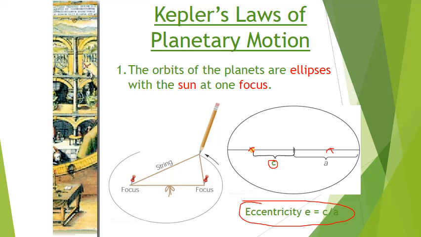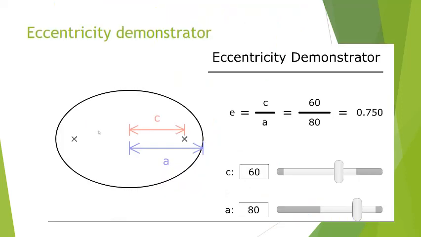And to describe the eccentricity of an ellipse, you divide the c value by the a value, and it gives you the eccentricity. Now, when your focus is right in the center, and the c value is 0, you have a perfect circle. So an ellipse that has an eccentricity of 0 is a perfect circle. The larger your eccentricity value, the more out of round your ellipse is.